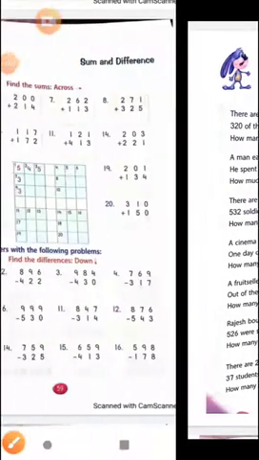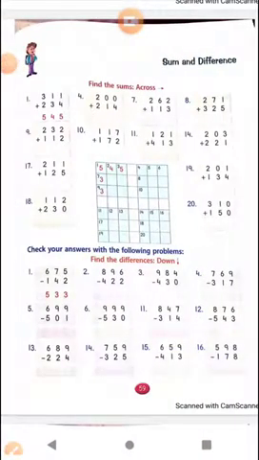Now next is sum and difference. This is again a fun exercise.